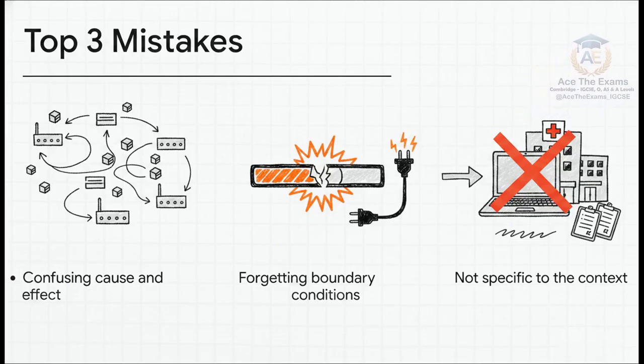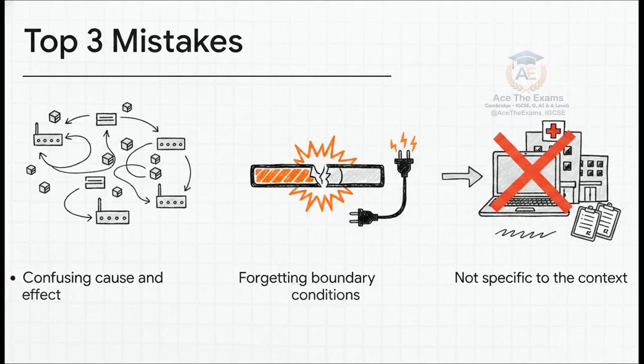Mistake number 2, forgetting boundary conditions and edge cases in their algorithms. When writing pseudocode for a server handling requests, candidates completely forget to program what happens when the connection drops mid-transfer during a TCP handshake. Mistake number 3, and listen to me, this is the biggest one by far.